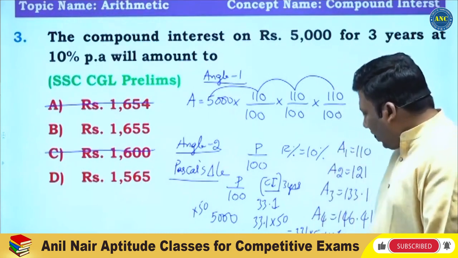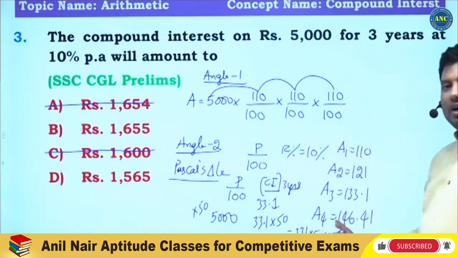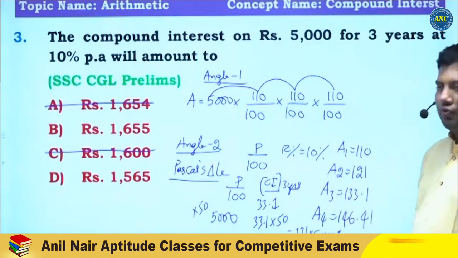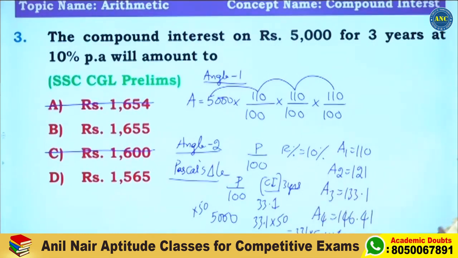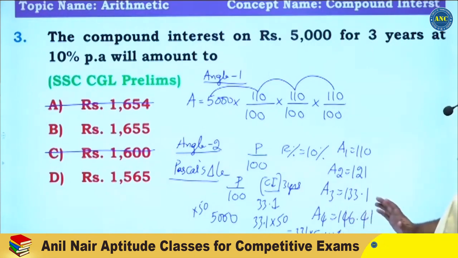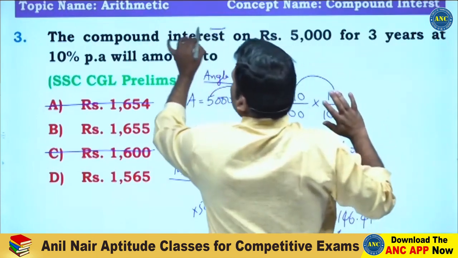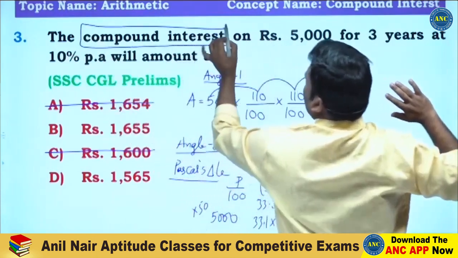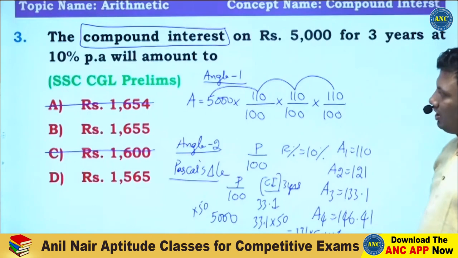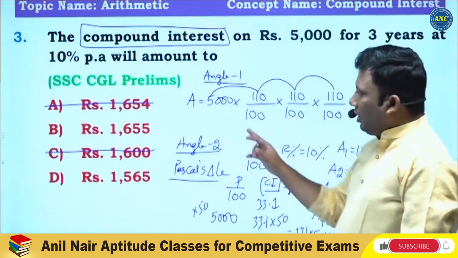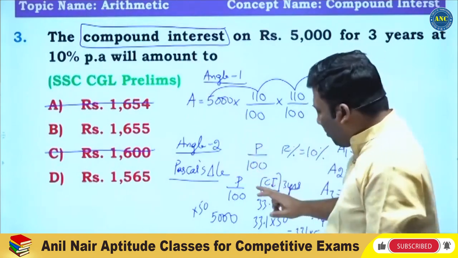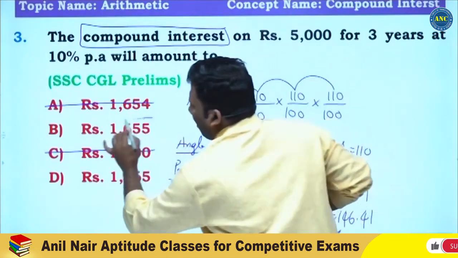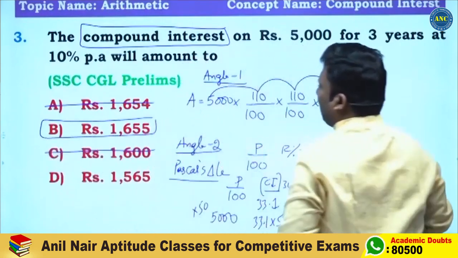1655. I hope the idea is clear. 331 into 5, 1655. Is the idea clear? Now, listen carefully, sir. 331 into 5 is 1655. The question is asking for compound interest. I calculated the amount here, but the question asks for compound interest. Answer according to angle 2 is 1655.